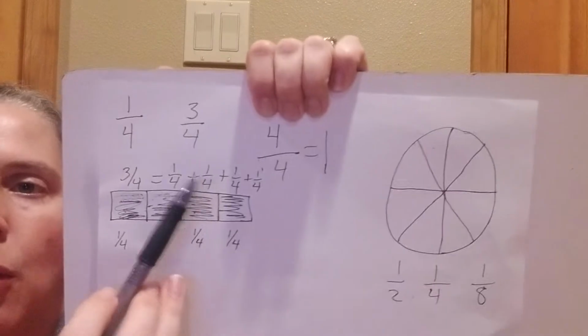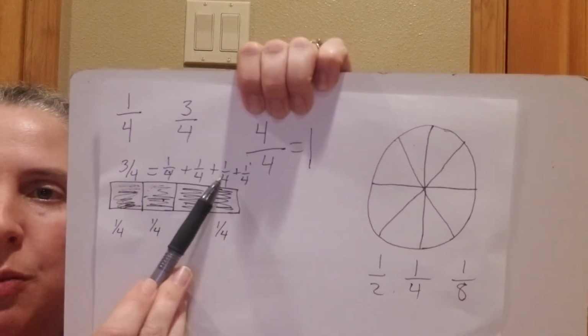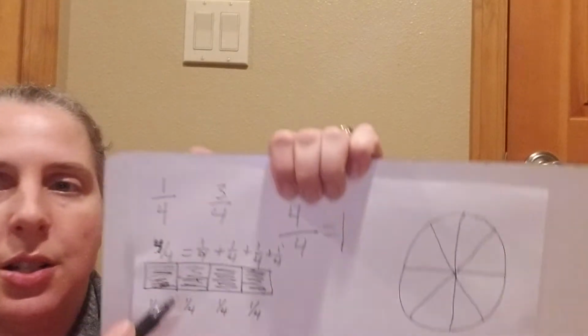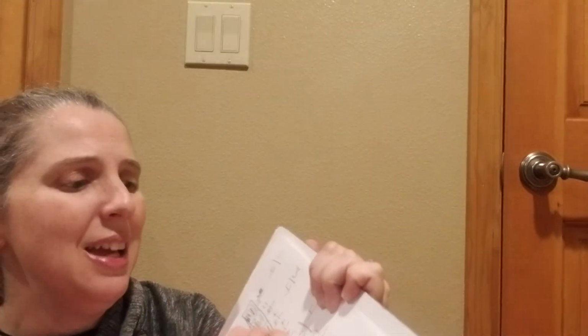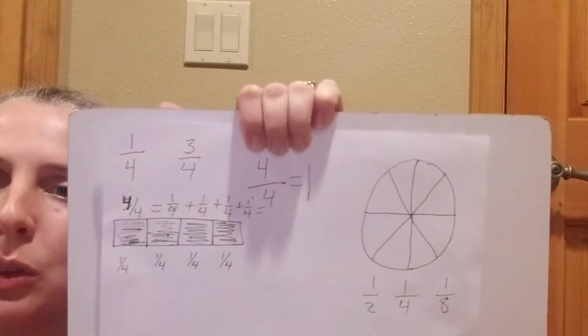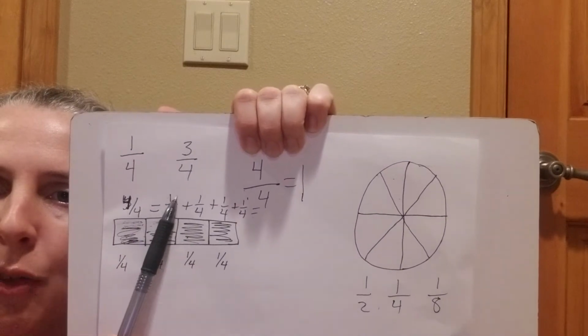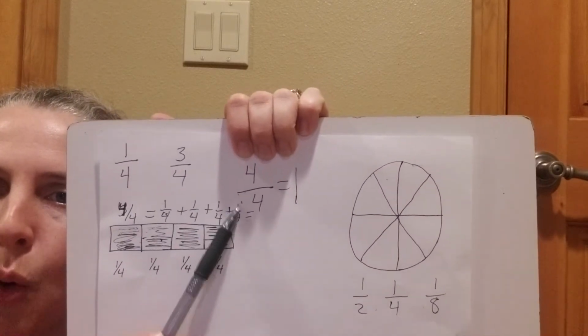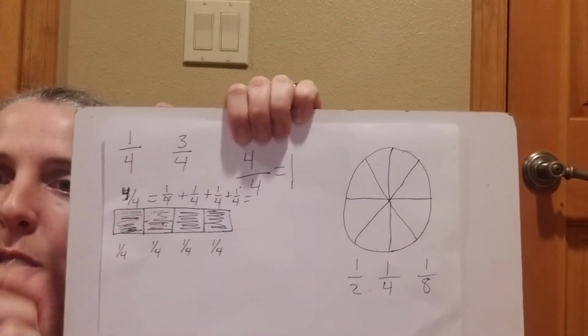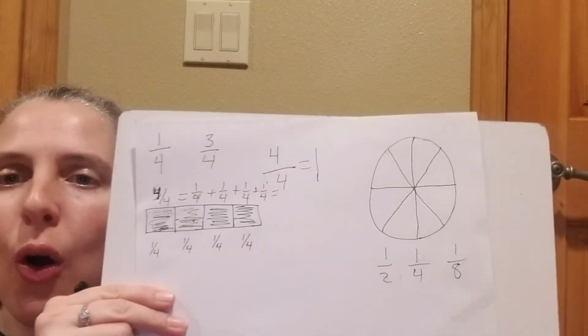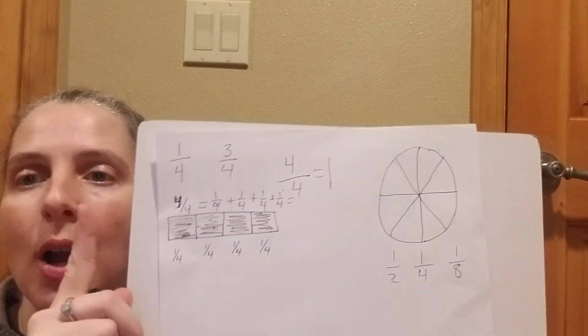And I'd have 4 1/4. 1/4 plus 1/4 plus 1/4 plus 1/4. And that would equal no longer 3/4. That'd be 4/4 equals 1/4 plus 1/4 plus 1/4 plus 1/4. And we know that that equals what? If I have 1, 2, 3, 4 fourths, what did that equal up here? It equals 1 whole. If I have all the parts that I can possibly have, I have 1 whole.